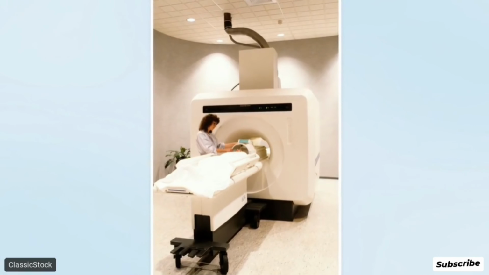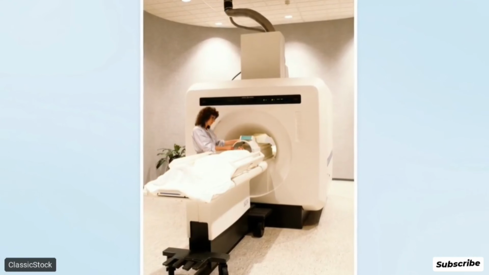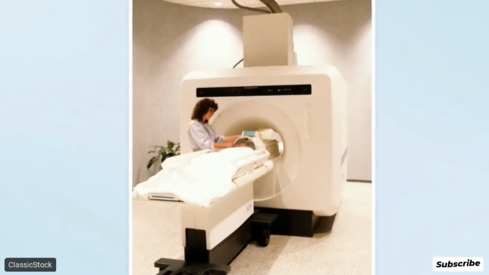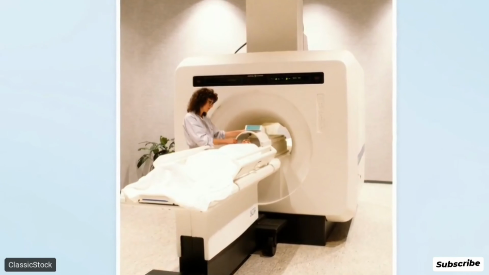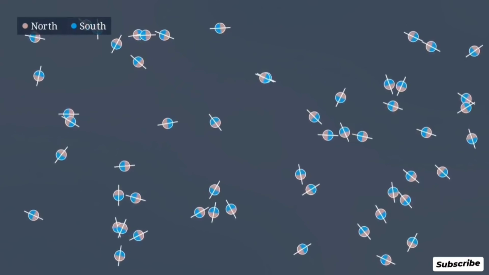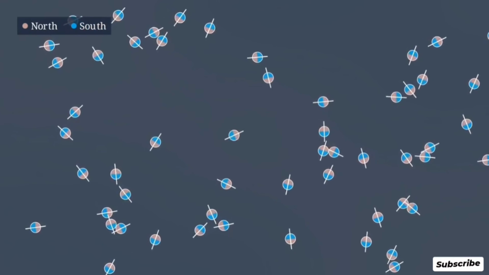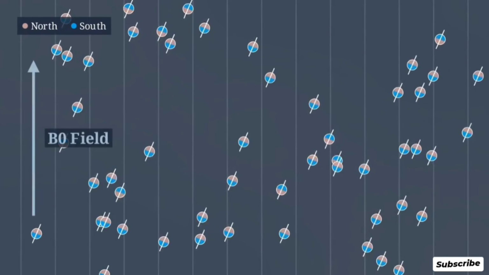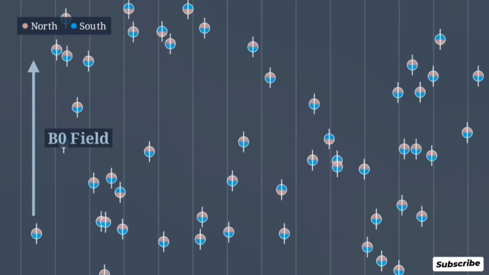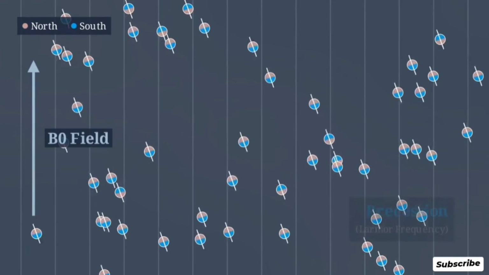As a patient slides into the cylindrical tube of an MRI scanner, they enter a constant, overpowering magnetic field known as B0. Thousands of times stronger than the Earth's magnetic pull, this field forces chaotic protons to instantly snap into parallel alignment. But they aren't perfectly still.